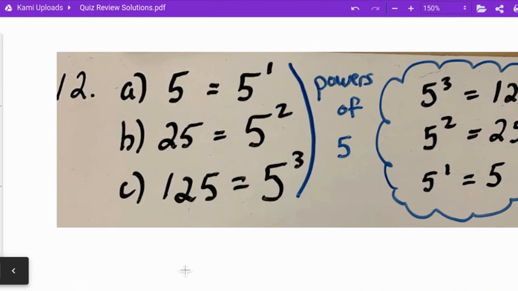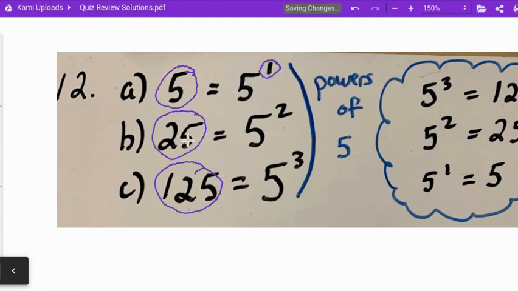In number 12, we're looking at powers of 5. So we're given numbers like this, and we're asked to write them as powers of 5. You may remember that in class we made these tables where we had a base like 10 or 2 or 3 and different exponents going down, and we worked out what those were. So this might remind you of that, especially when we get into the negative exponents. So 5 we can just write as 5 to the 1. This is what we were talking about in the last question. 25 is 5 times 5, or 5 squared.